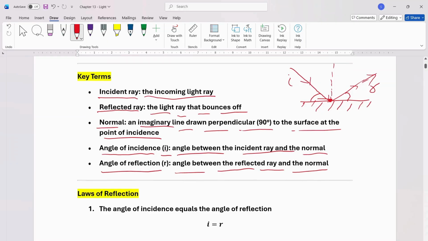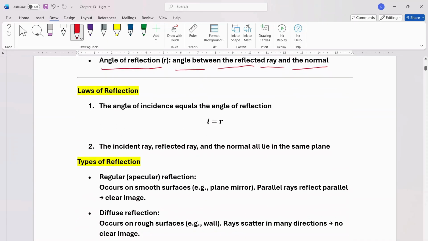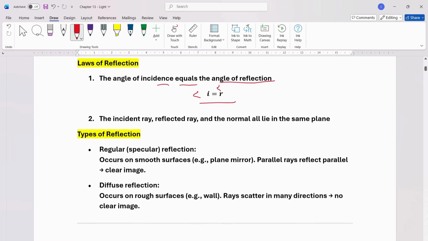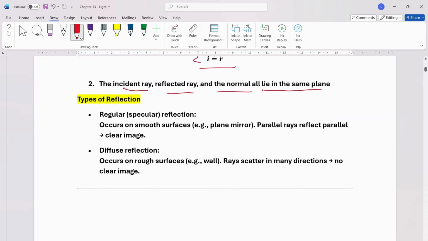All right. So, laws of reflection. The angle of incidence equals the angle of reflection. So angle I is equal to angle R. The incident ray, reflected ray and the normal all lie in the same plane.